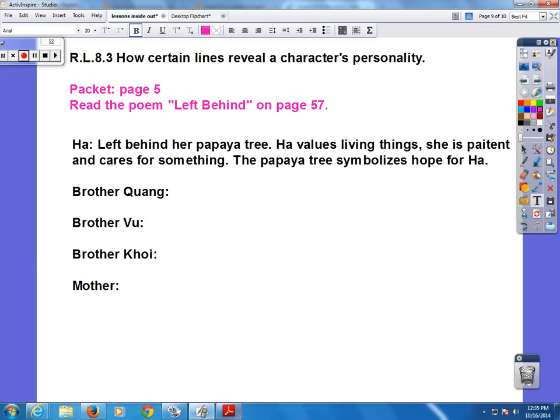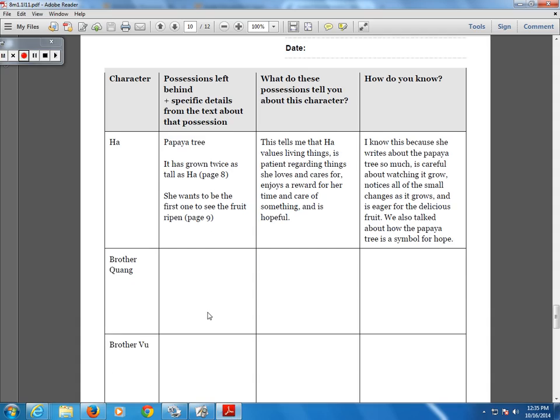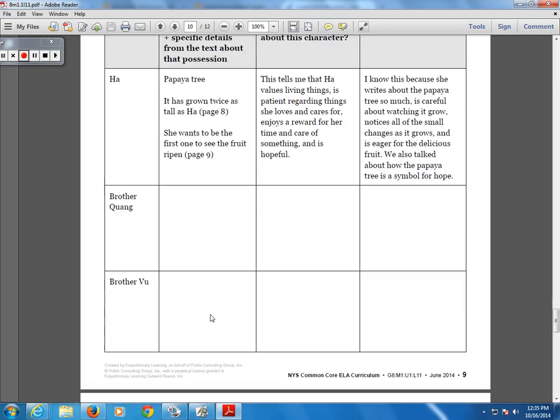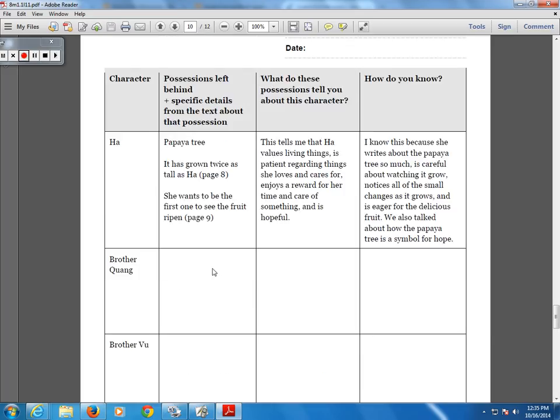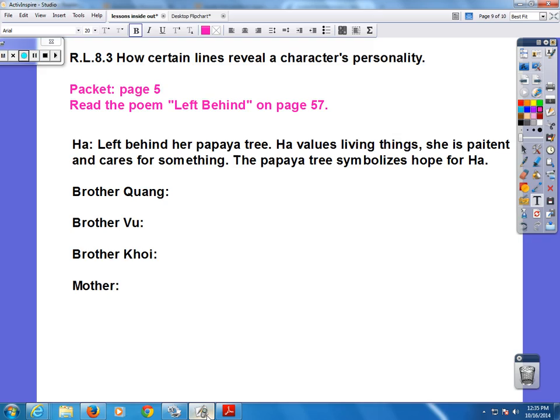So this poem is about a thing each family member left behind in leaving Vietnam. And what each person has left behind is symbolic of something about them. So it says something about them that she left behind. So you're going to look at what each character left behind and say, oh, that tells me this about them.